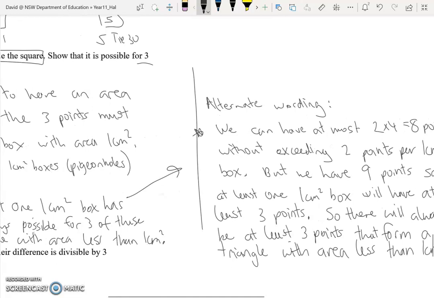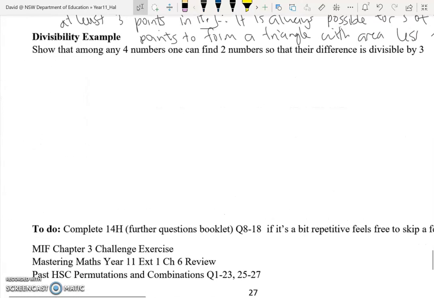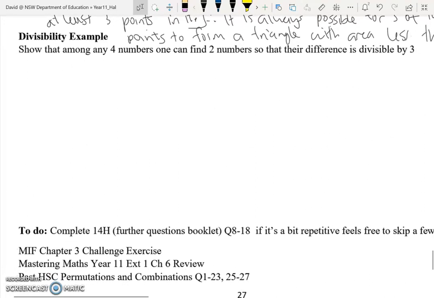Okay, now we're going to move on to a divisibility example. This is the last question we're going to do, and this one's quite tough, but I think it's important to look at divisibility because there are often some good application questions using divisibility using the pigeonhole principle.